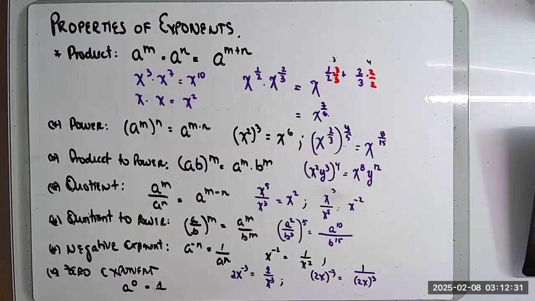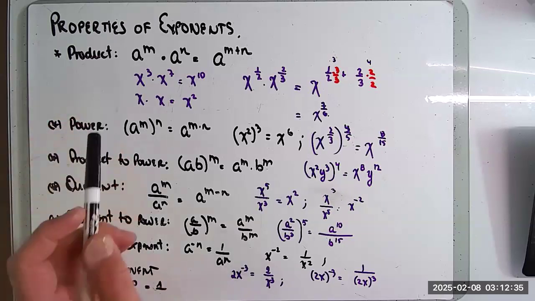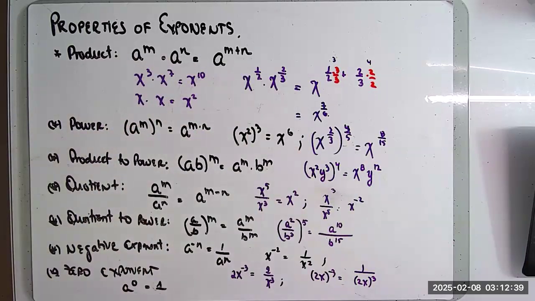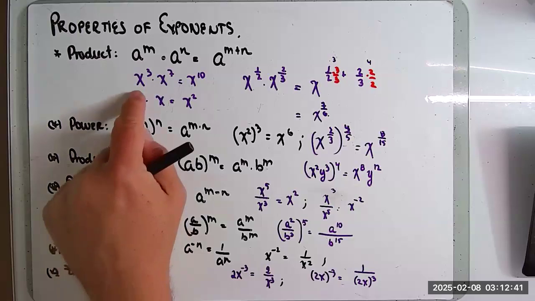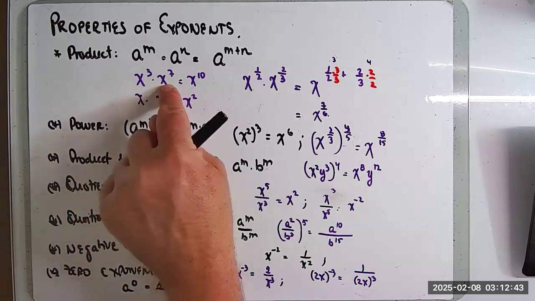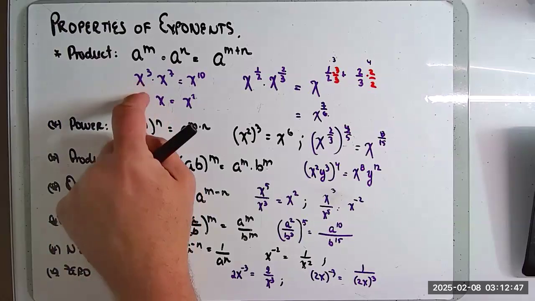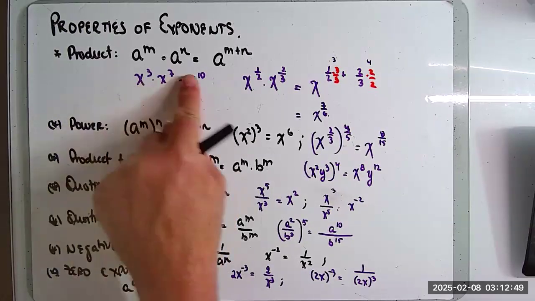Scholars, quick review of properties of exponents. Of course, the product rule. With the same base, when we multiply, we add the exponents. This is why x to the third times x to the 7 equals x to the 10. X times x, that's x to the 1 times x to the 1, it will be x squared.